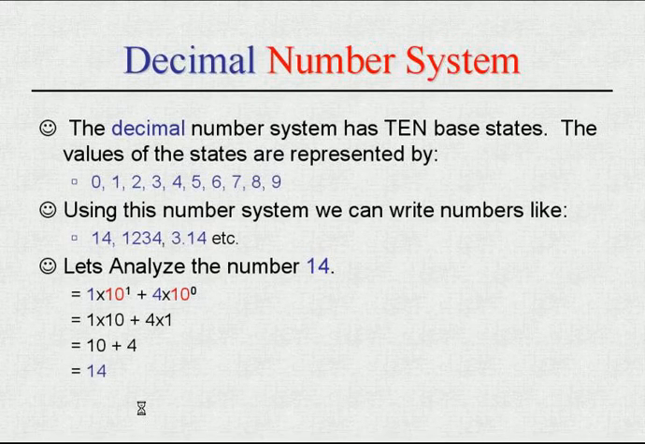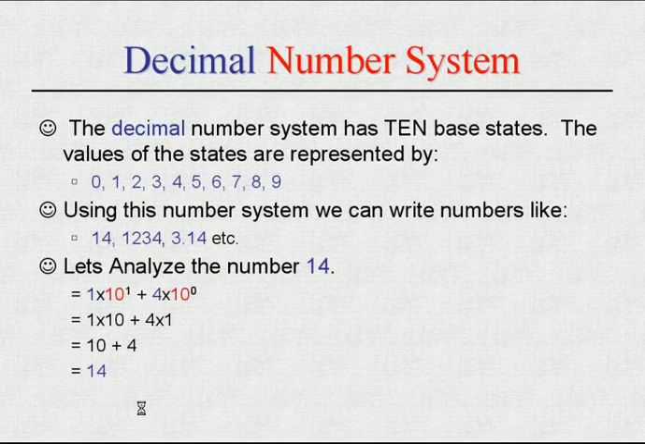So to start off with the decimal number system, we all know that the number system has 10 base states. The values of these states are represented by the digits from 0 to 9. So you see we have 10 of those. We can use this number system to write numbers like 14, 1234, 3.14, etc.